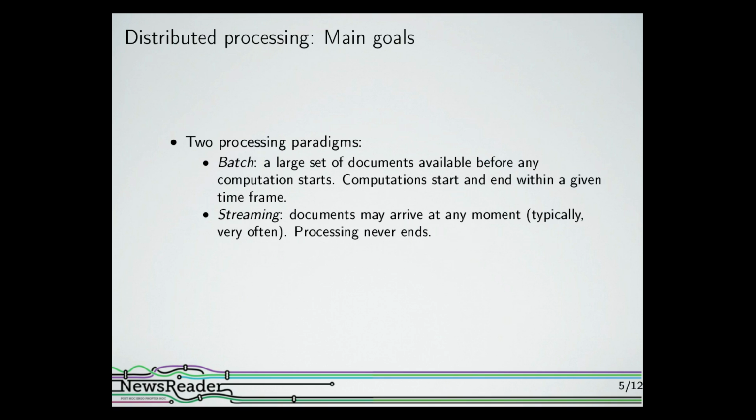Within the NewsReader project, we have implemented two alternative architectures for distributed processing. The batch approach is focused on scenarios where a large set of documents is already available, and we need to process them in a whole batch in one go. In the streaming approach, documents may arrive at any moment, and we need to ingest them as soon as possible.